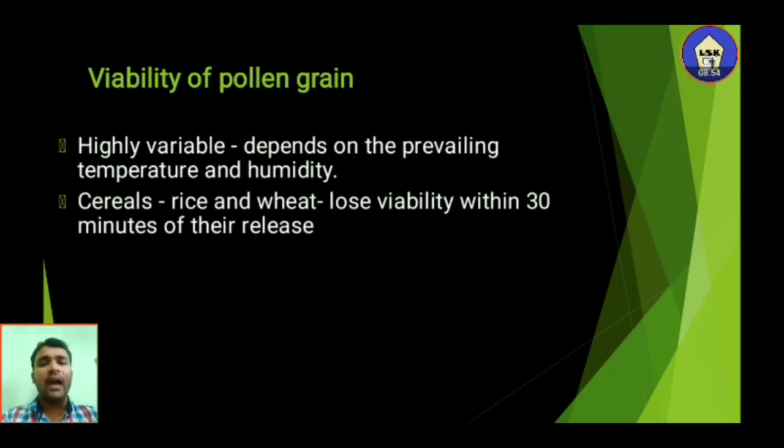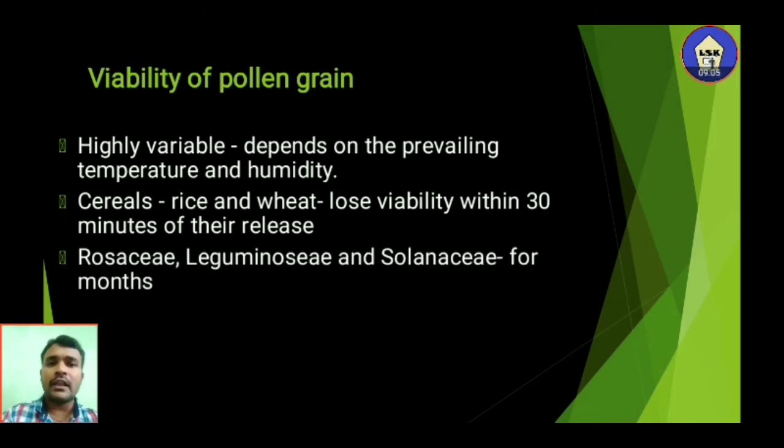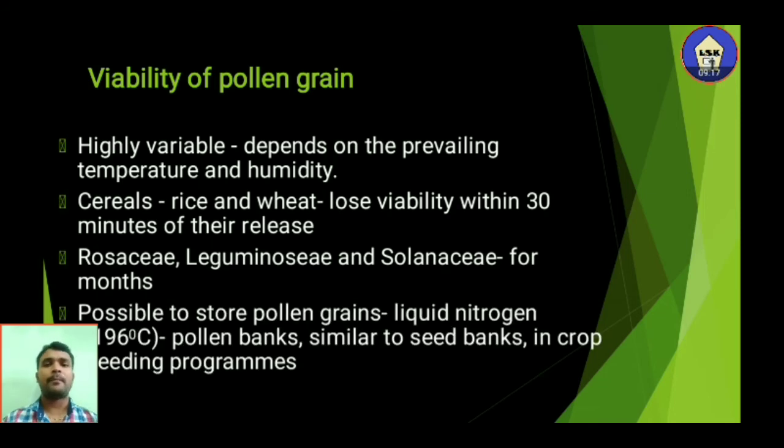Within that time they have to be deposited on the compatible stigma of the flower and be involved in fertilization. Otherwise, such pollen grains become useless. And in the members of Rosaceae, Leguminaceae as well as Solanaceae, the pollen grains can retain their viability for up to a month.